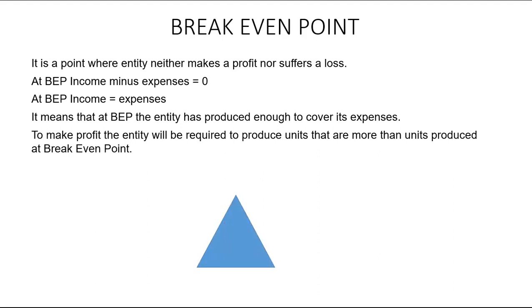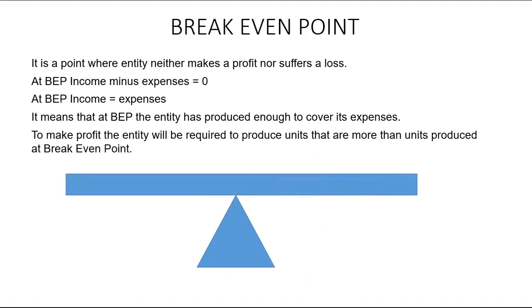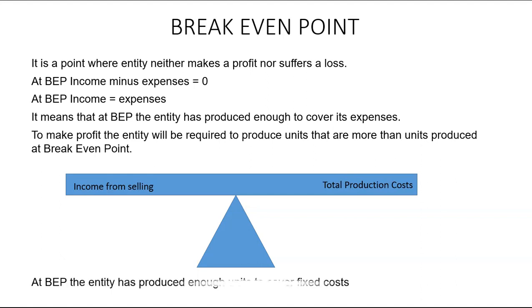Now, let's say this is our break-even point. If we were to do a scale, it means that for this to balance, your income from selling must be the same as your total production cost. That is what break-even point is. At break-even point, as I've said, you have produced enough units to cover your fixed cost. Right? Now let's explain what these fixed costs are. We'll explain fixed costs, variable costs, and the contribution.